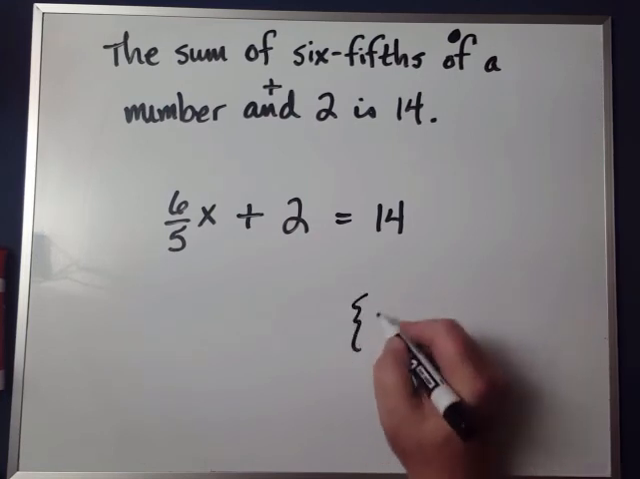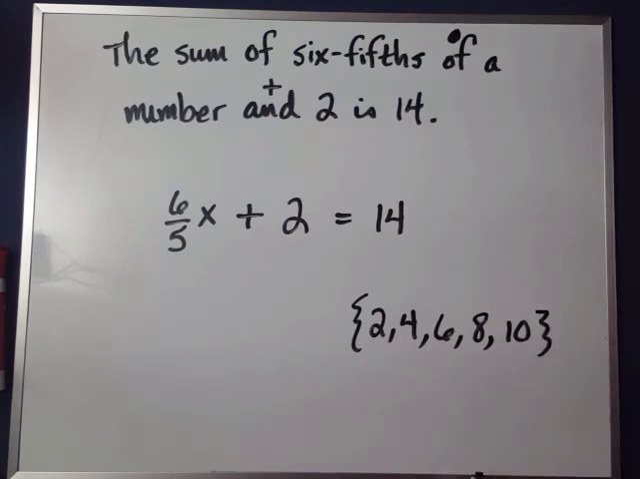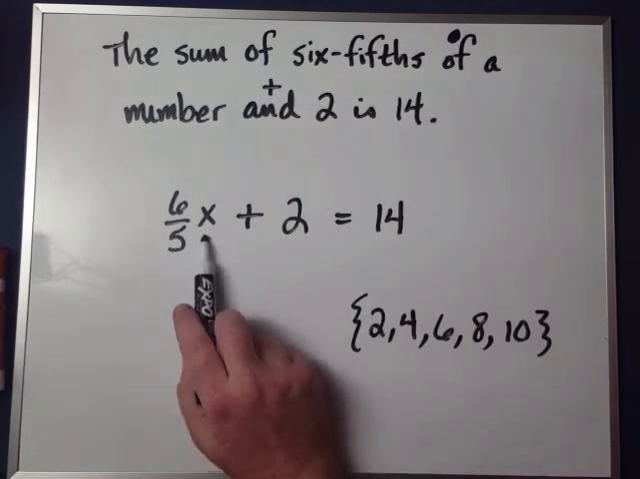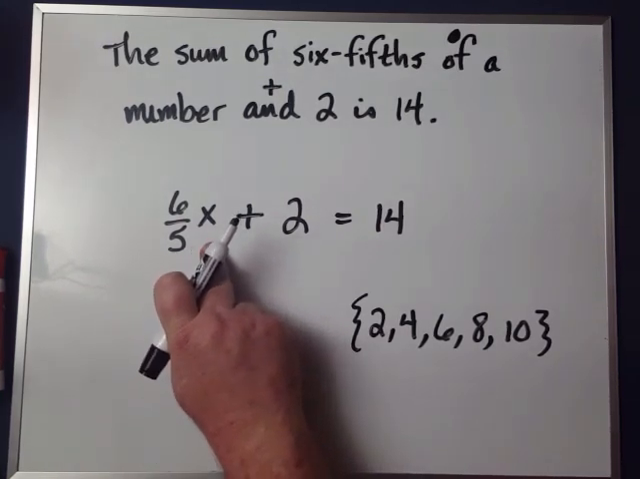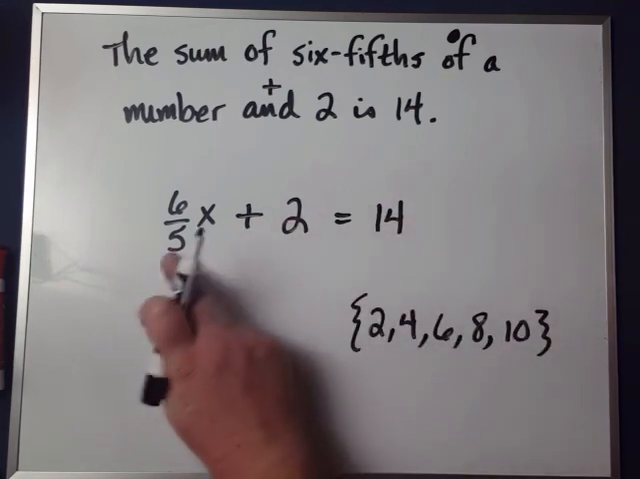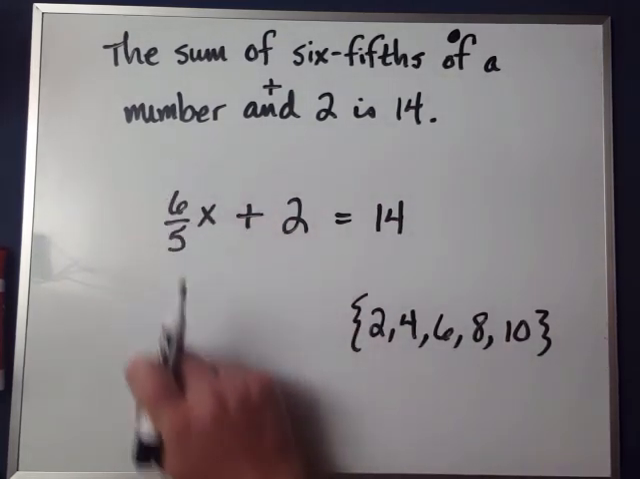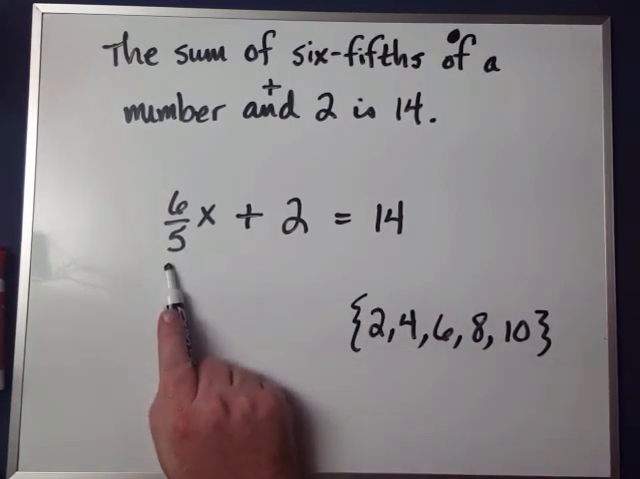Now, from the set 2, 4, 6, 8, or 10, find the solution by plugging in. Think as we do this one. What could you plug in for x that could possibly make this true? If 6/5 times our number plus 2 equals 14, a whole number, then 6/5 times x has to be a whole number, doesn't it? Which means that what I plug in for x is going to have to cross cancel with this 5 to get rid of the denominator.